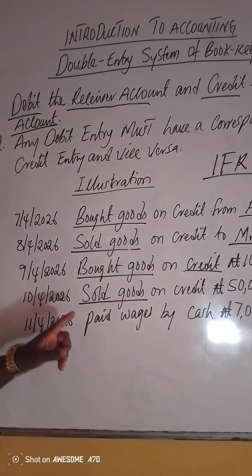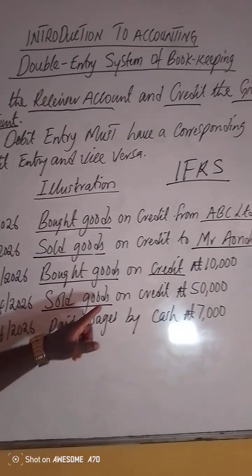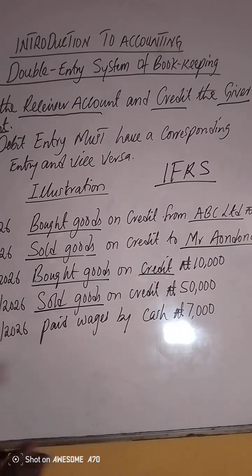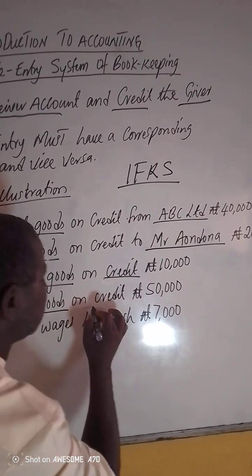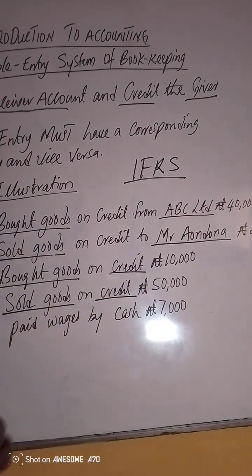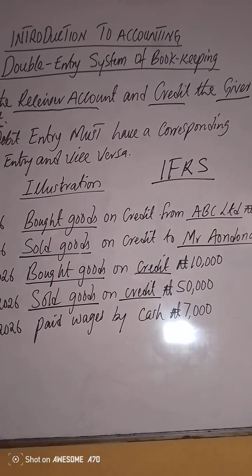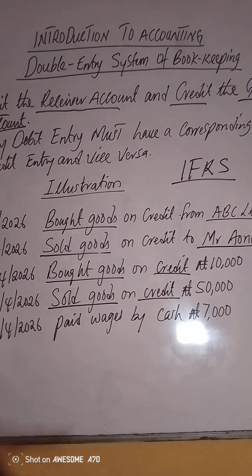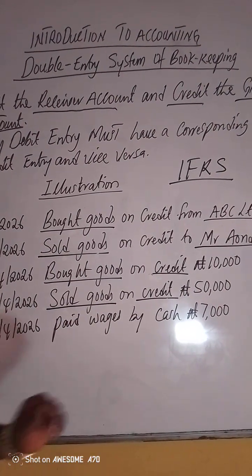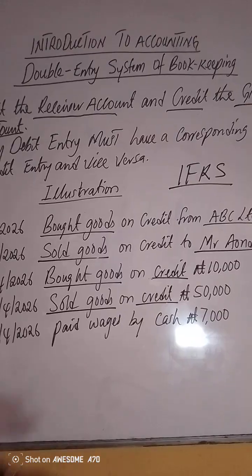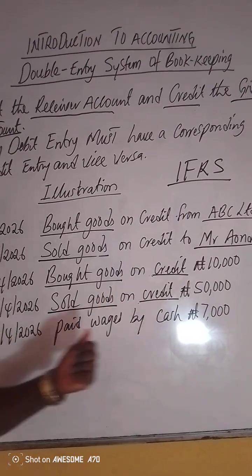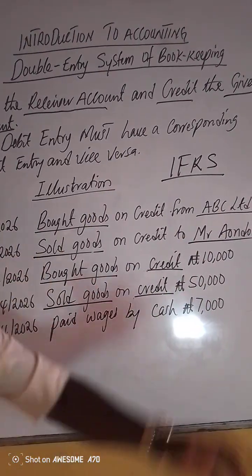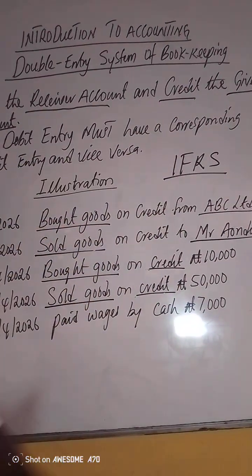Let's continue. Here we are saying sold goods on credit. Here sales become the giver account. Then, who is receiving? The name is being withheld and it is on credit. Please don't use credit account now. Here, you are not going to use trade payable. You use trade receivable. Why are you using trade receivable? Because as you give out sales and the value is 50,000, the business is expected to receive value.